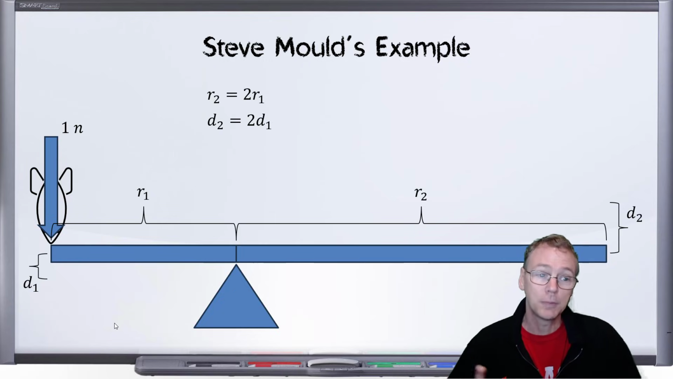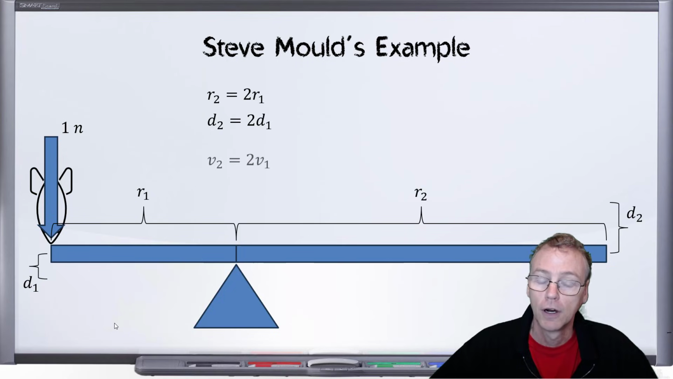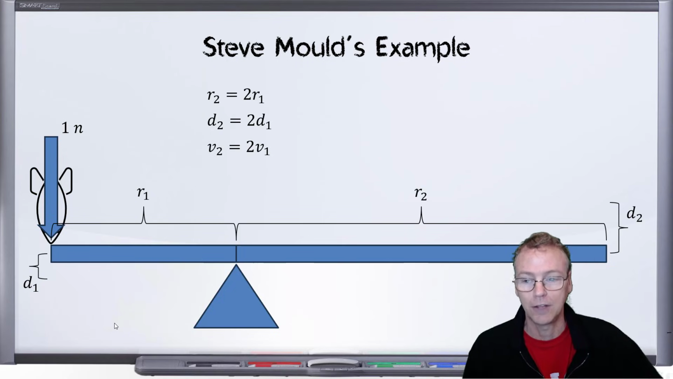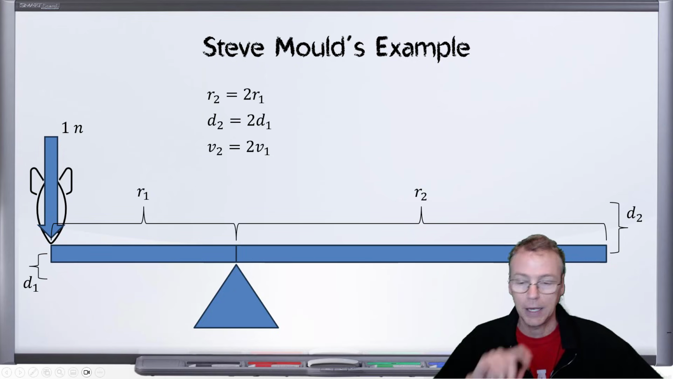Now, if the displacements have this linear relationship, we can infer that the velocities have that same relationship. If the rocket builds up some speed as a result of this 1 Newton of force that it's applying, the speed on this end and the speed coming out on the other end are given with this. The speed coming out on the right-hand side here is going to be twice whatever speed the rocket is going on the left-hand side.